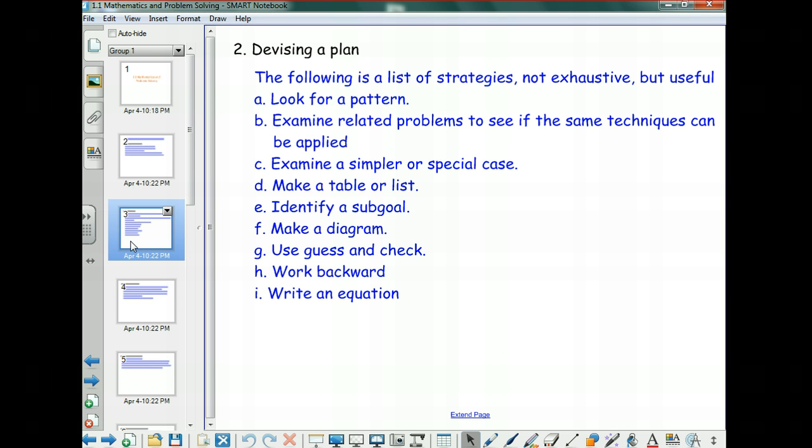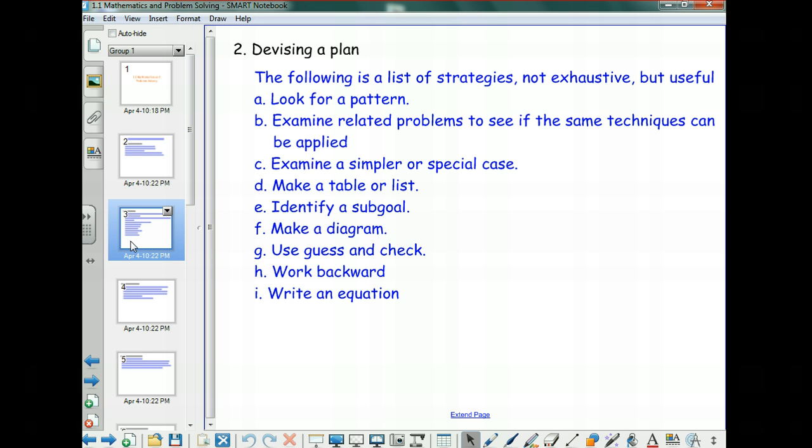Make a diagram. Do we have any artists in here? Okay, doodlers? Yeah? Okay. Sometimes diagrams are really helpful. They give you a picture. Sometimes diagrams are especially helpful for young kids because they can get a grasp of the physical idea you're talking about better than they can an abstract idea. So diagrams, pictures, are often really helpful.